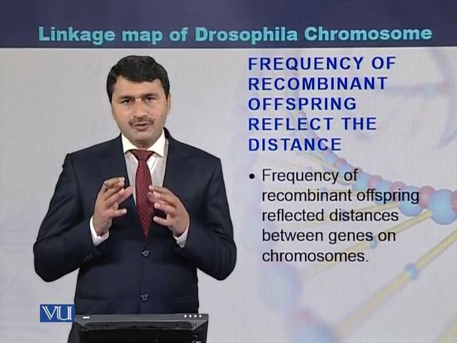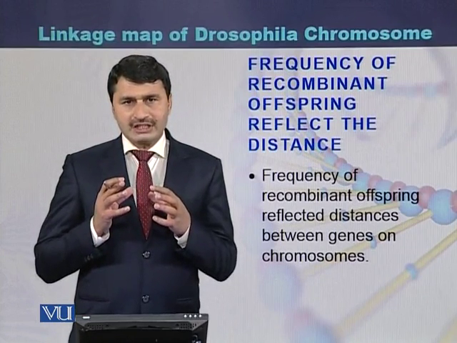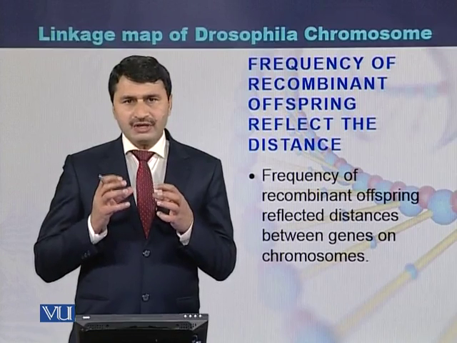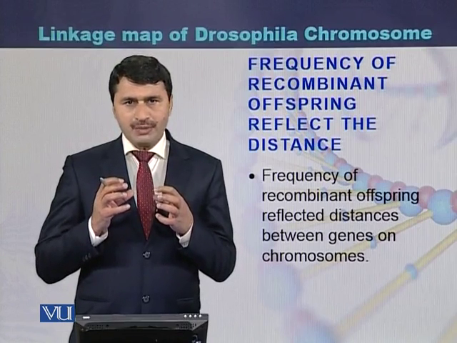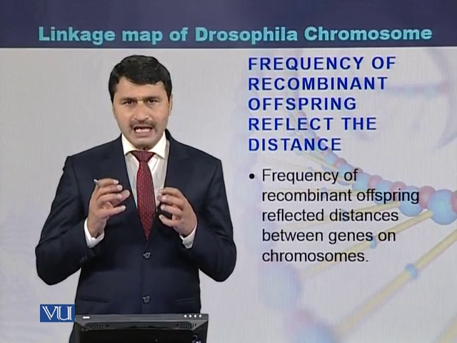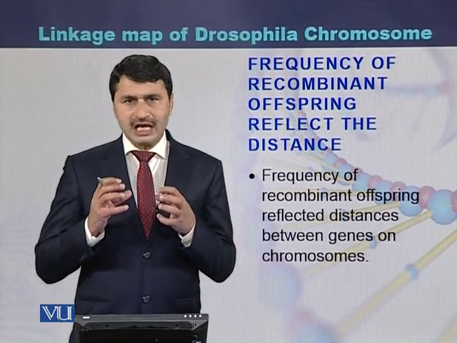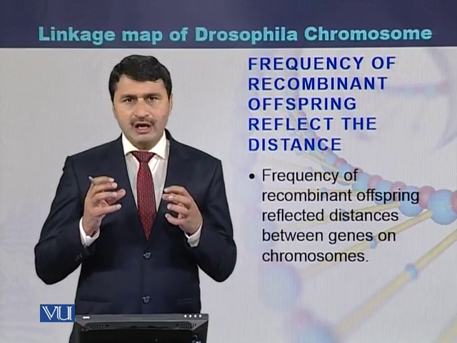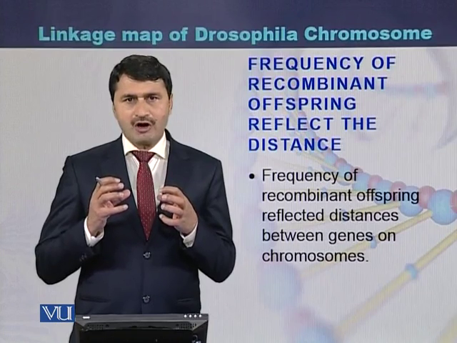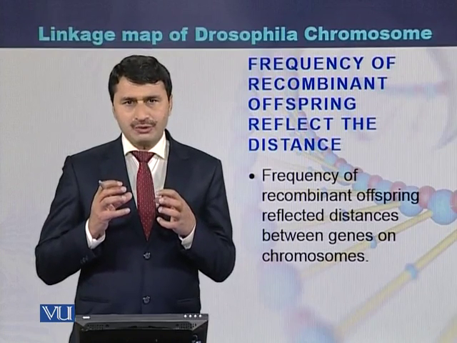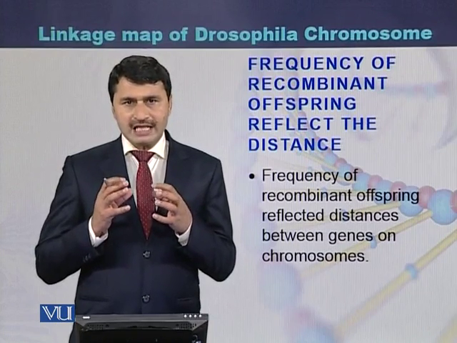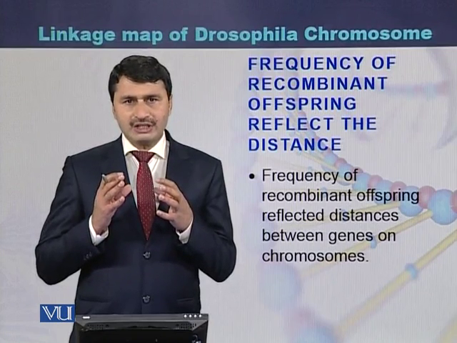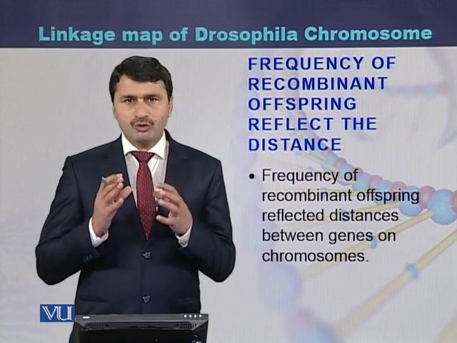The frequency of the offspring produced in a test cross shows that if the frequency of recombinant offspring is higher, the genes are far from each other, while if the frequency of the offspring produced in a cross is less, the genes or genetic markers are closely placed.